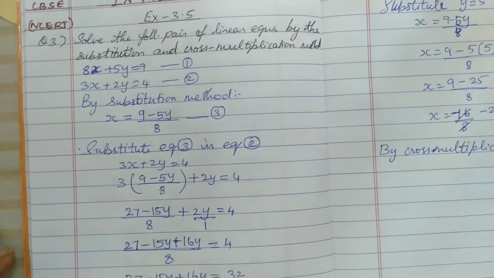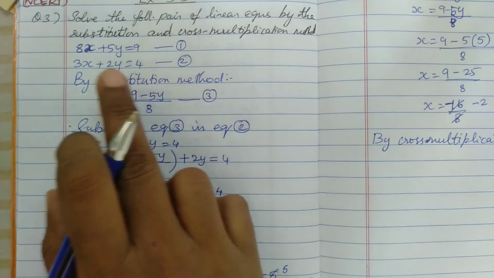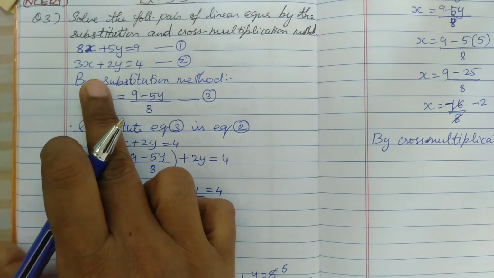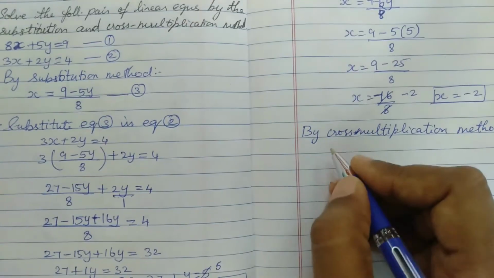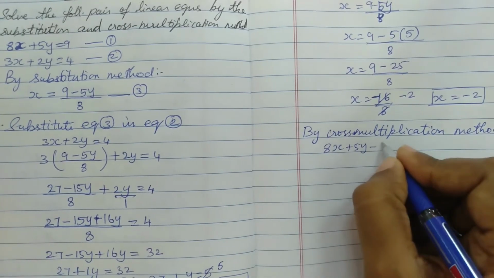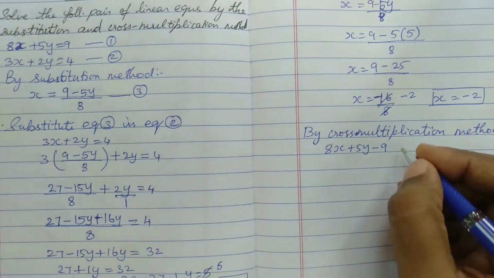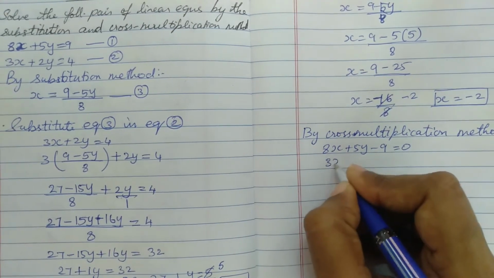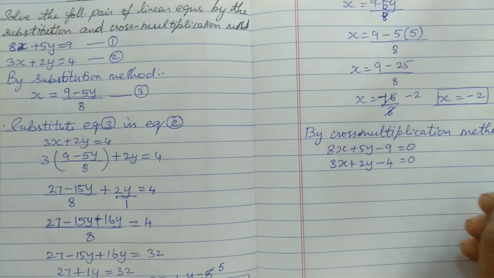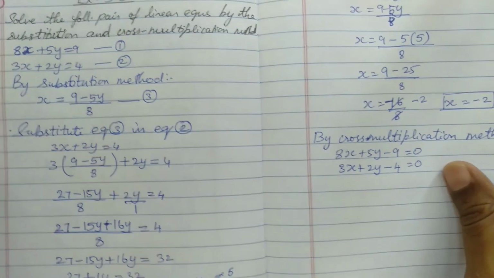Now you know the equations. Your equations are here. Your first step will be to move even the constant term to the left side, right? So you have to move it now. Let's write it here. 8x plus 5y minus 9. Your constant term is moved to your left hand side, so it becomes minus 9 is equal to 0. And in the same way 3x plus 2y minus 4 is equal to 0. Now these are the equations you are going to use for cross multiplying.